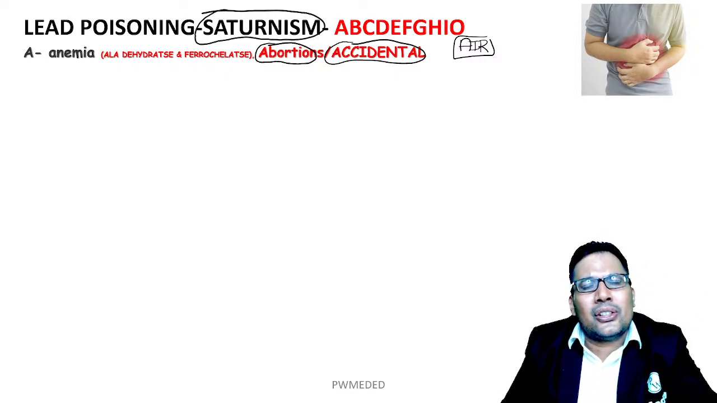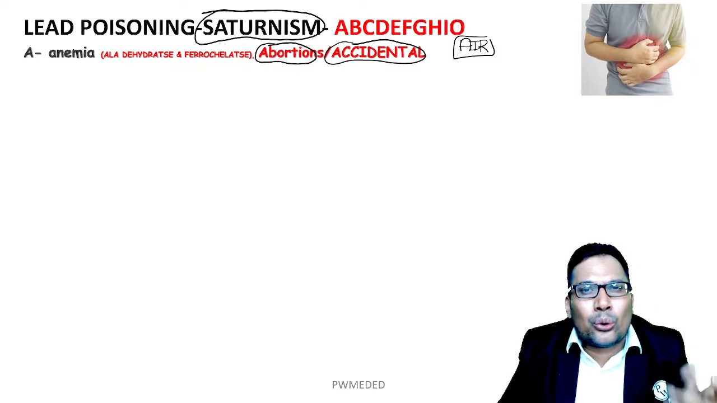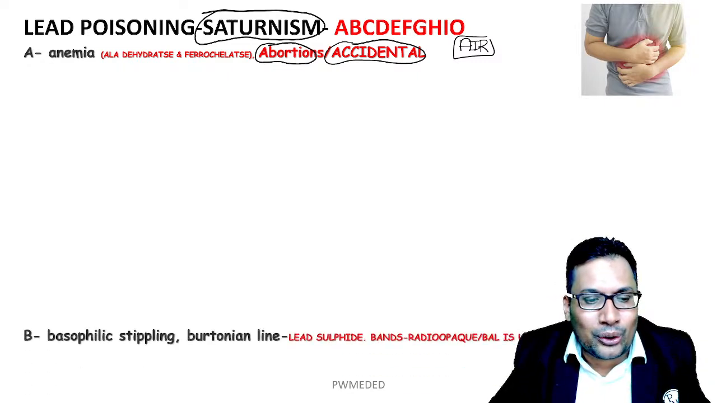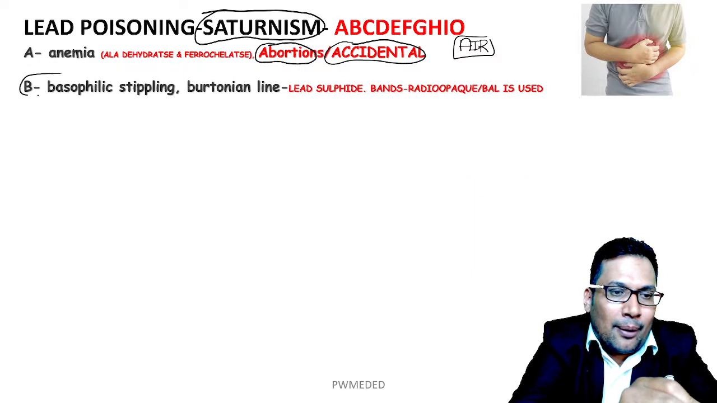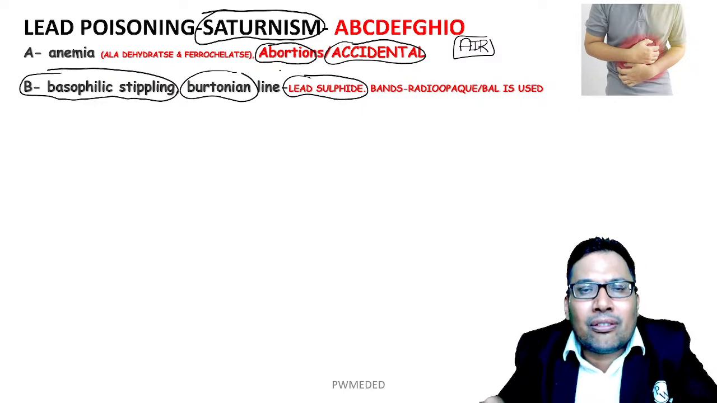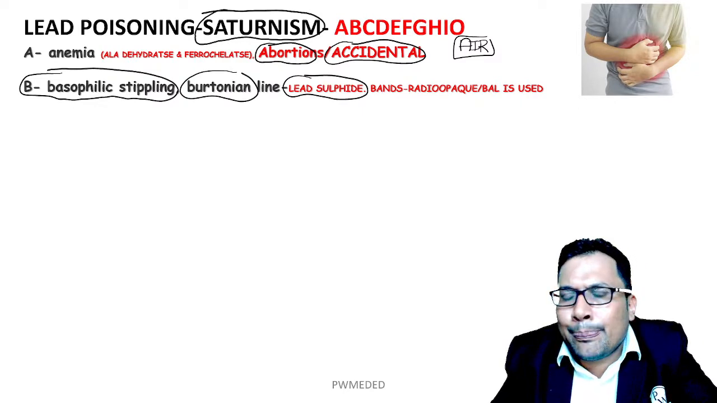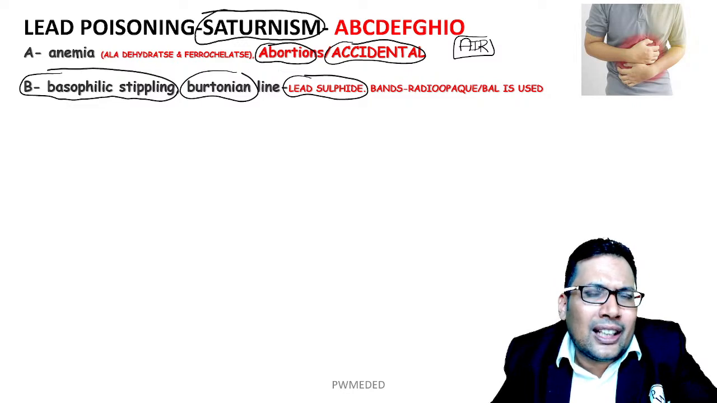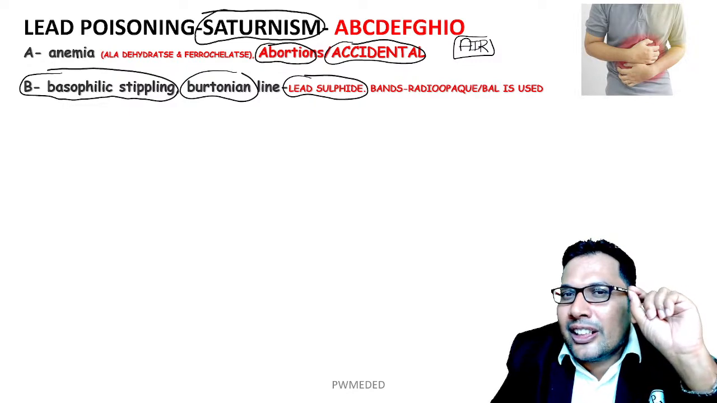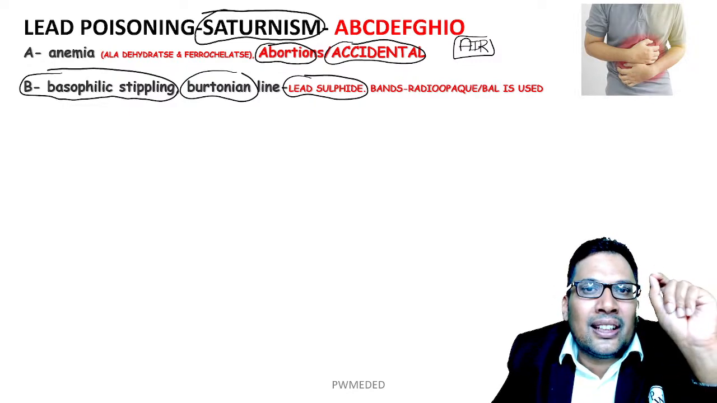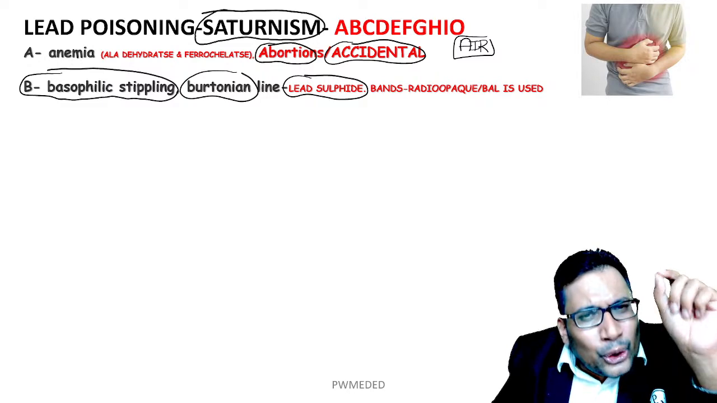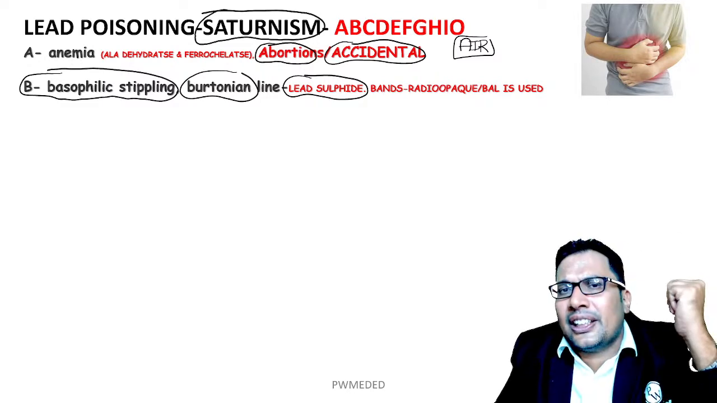Second, B. Whenever I remember B in lead poisoning, it is Burtonian line. So B for Burtonian line, basophilic stippling. And it is because of what? Lead sulfide. This can be a spring point: why is there a Burtonian line? Because of the lead sulfide. And remember, Burtonian line is not a specific finding. It is non-specific and can be seen in other conditions also, like copper poisoning and mercury poisoning.